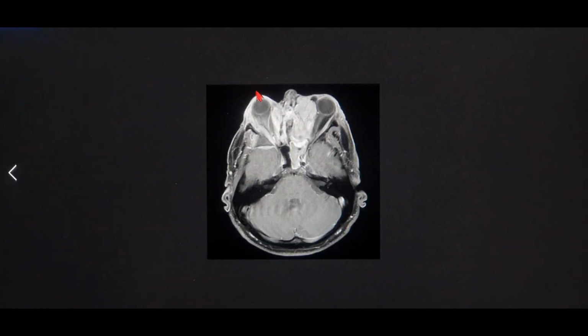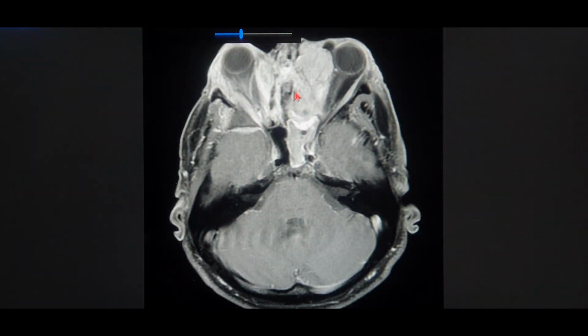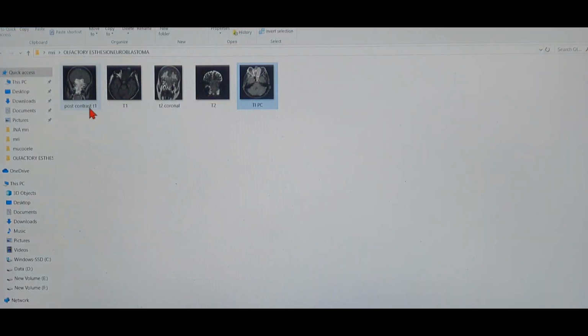Now this is the T1 post contrast. Now the tumor has taken up the contrast, and you can see this is the optic nerve. So in this patient, the optic nerve is kind of intact, but the medial rectus muscle is being compressed by the olfactory neuroblastoma, and we can see the secondary sphenoid collection over here. So this was about the olfactory neuroblastoma, for which we use the Kadish classification as the grading system for surgery. I'll be doing a separate video for the Kadish classification as well.